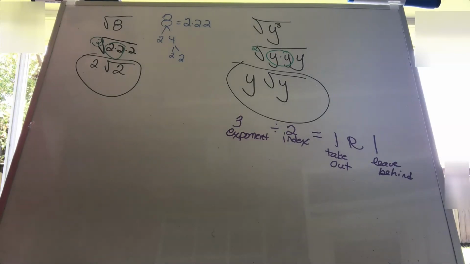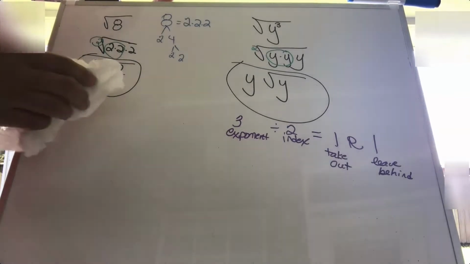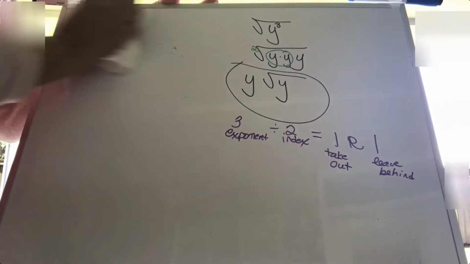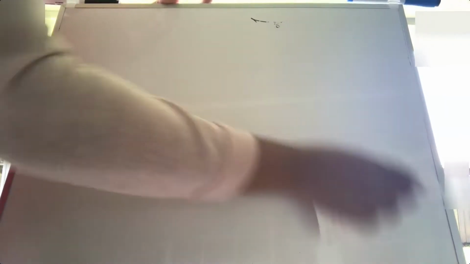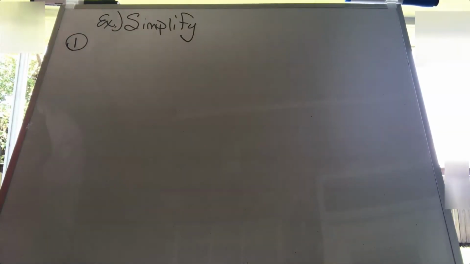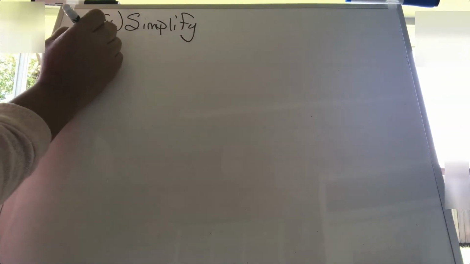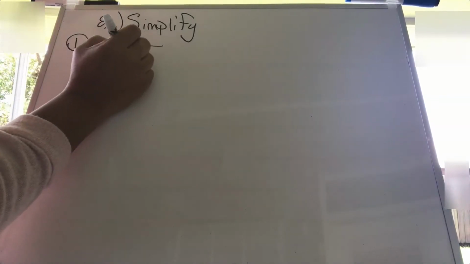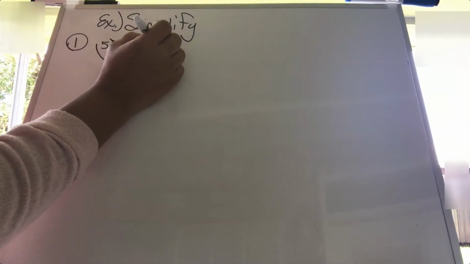So now we have to put this together and simplify one. So let's do an example, and then we're going to summarize everything. So the example is just going to say simplify. Our first example is the 5th root of negative 64 y to the 18th.